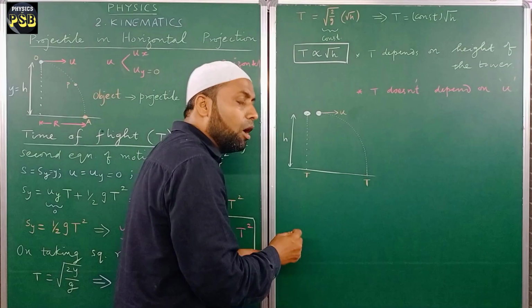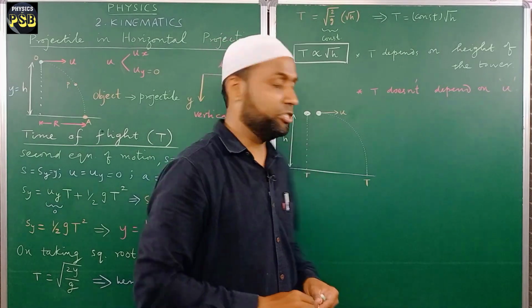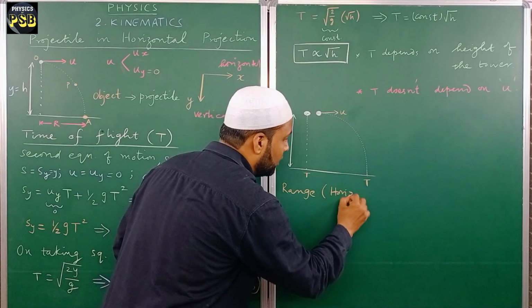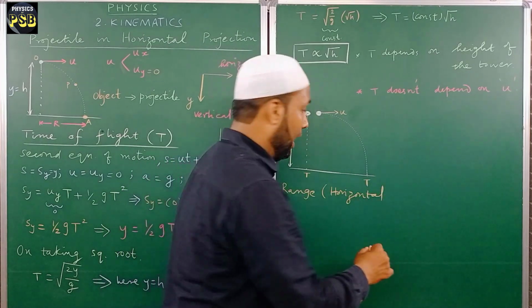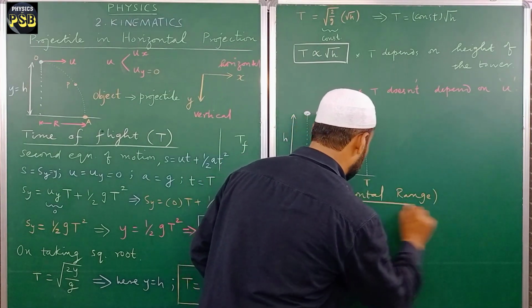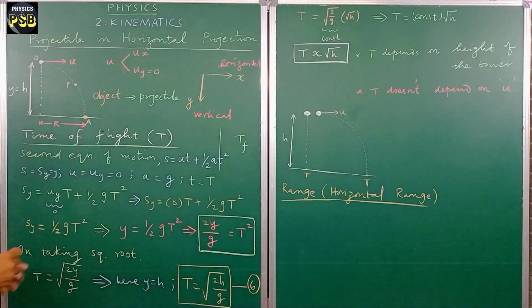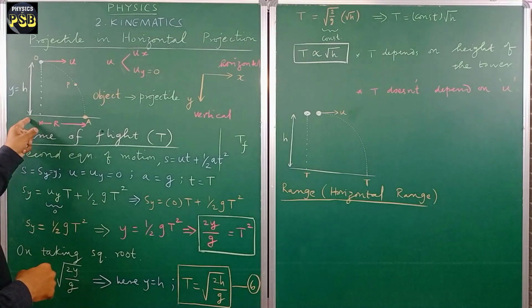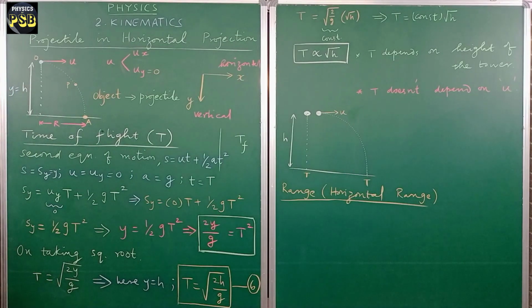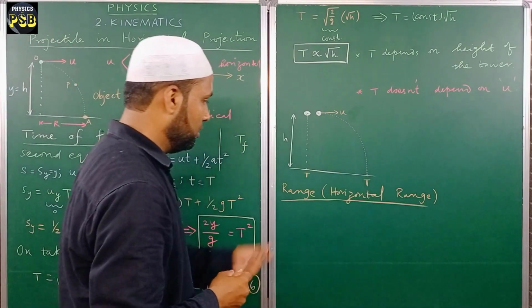Okay. Now we'll get the expression for range, which is otherwise referred to as horizontal range and represented by the letter capital R. I have mentioned this here in the diagram. Here capital R represents the range, and it is nothing but the horizontal distance covered by the object along this horizontal line. Now let me get the expression.